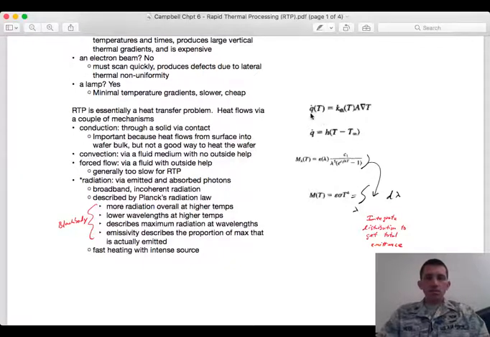So conduction in functional form is shown here. This dot is basically the derivative, so we're seeing the change in Q, or the change in heat as a function of time, is dependent upon the thermal conductivity, the cross-sectional area of contact, and the thermal gradient.